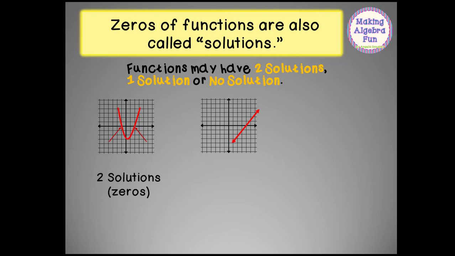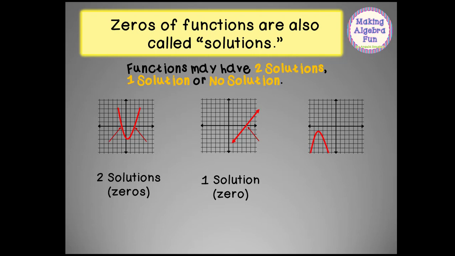Something like a straight line is only going to hit it one time, and that means we're only going to have one zero. And this is an example of no solution. This parabola will come up, it will top out right here, and it will come back down again. It will never hit the x-axis at all. So that means no solution.